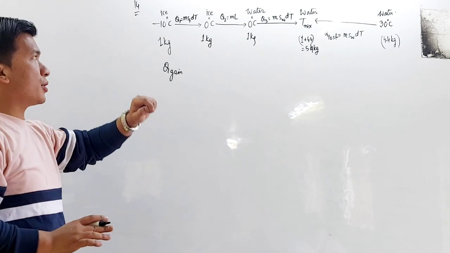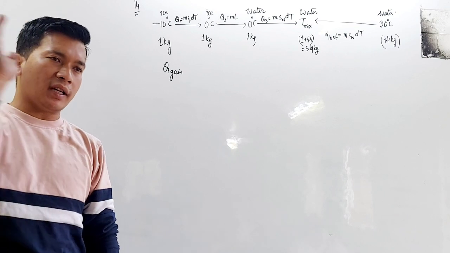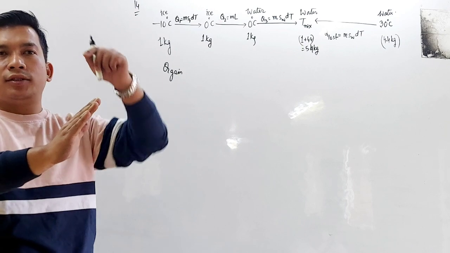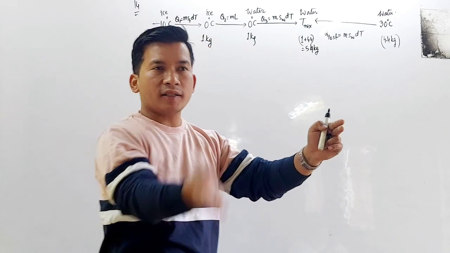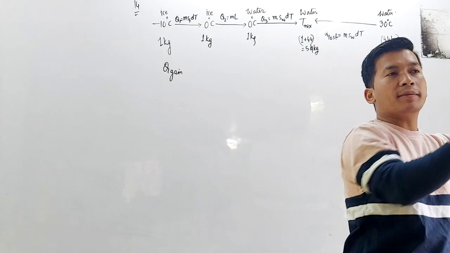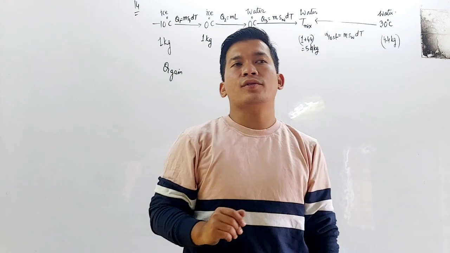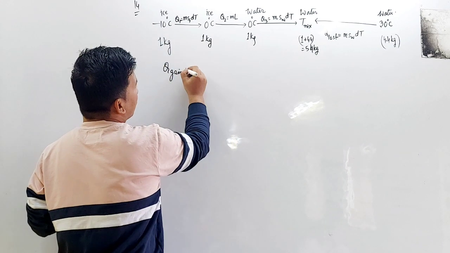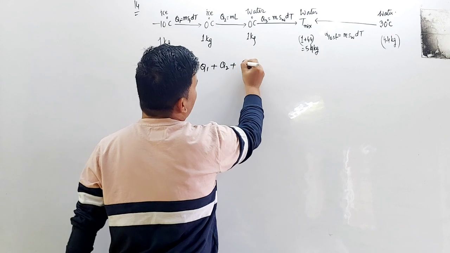And the 3-step process: minus 10 degree to minus 0 degree ice. Step 1. Next, step number 2, the 0 degree ice to 0 degree water. Step number 3, next the 0 degree water heat up to the temperature of the mixture. There will be all together 3 steps involved in this question. For heat gain, we say Q1 or Q gain will be Q1 plus Q2 plus Q3.